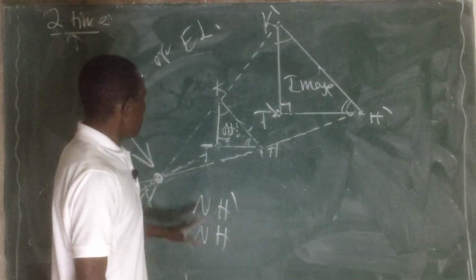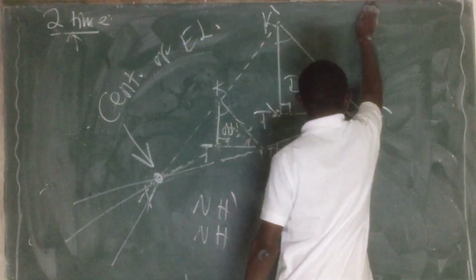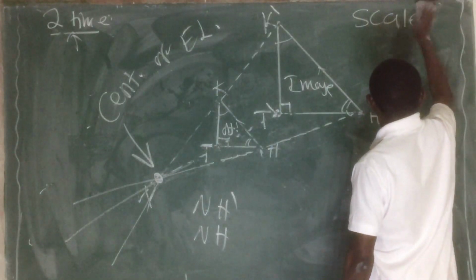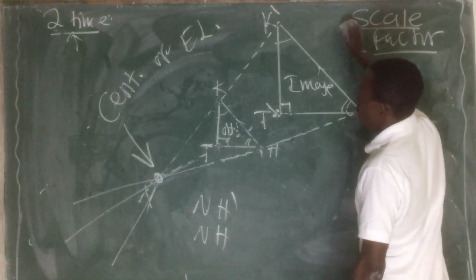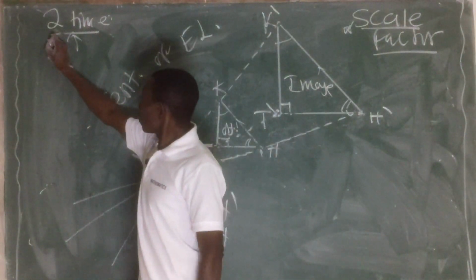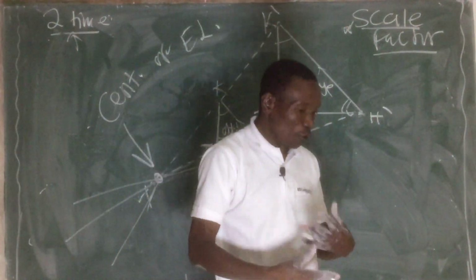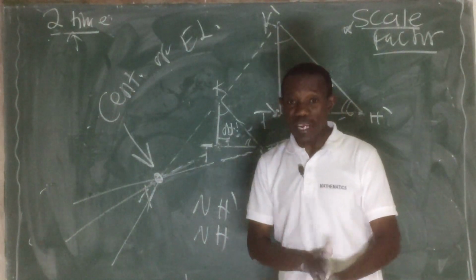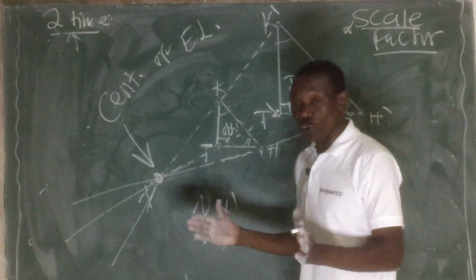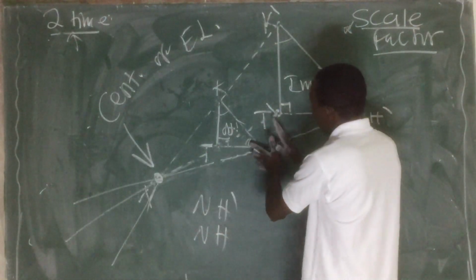Right. Let me just explain a bit on the issue about the scale factor. Yes, we have said it is 2, the number of times an object has been enlarged. So in case they ask you to find the scale factor, you don't know it, but they've just given you a figure like this one here.